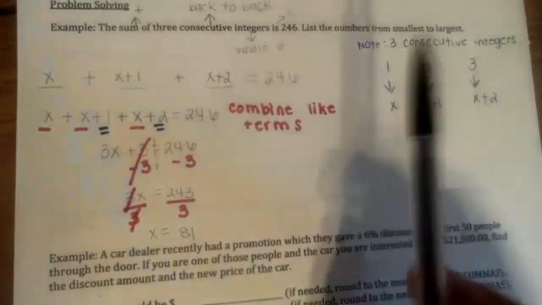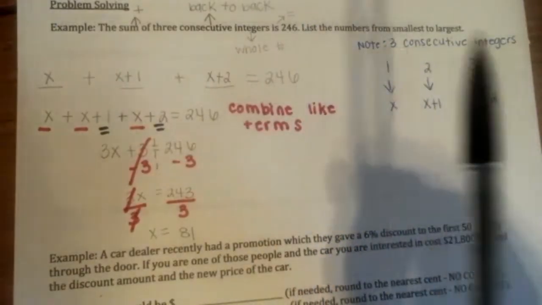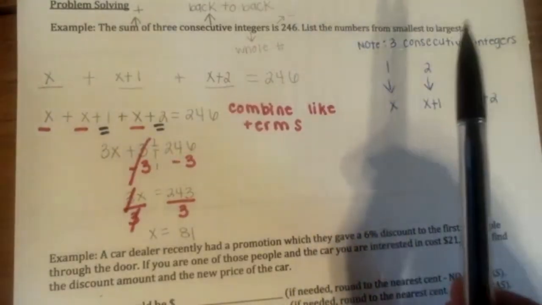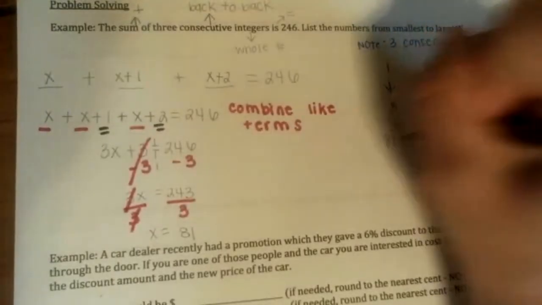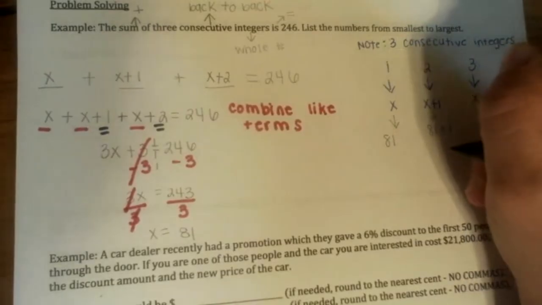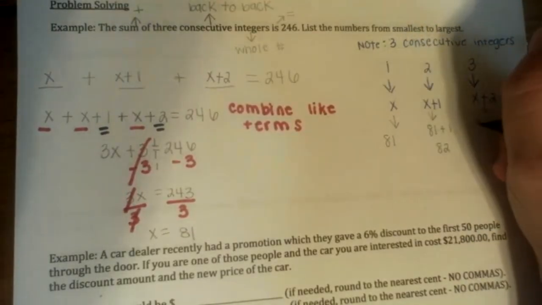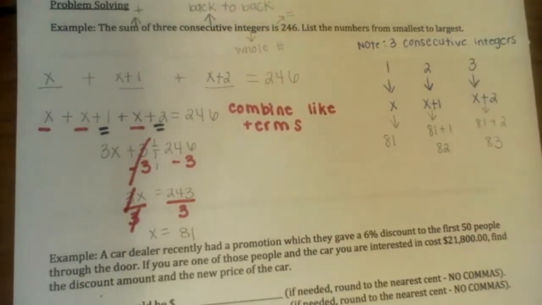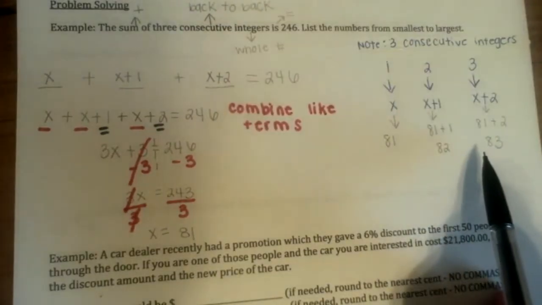All right, so we got x by itself, but remember, the problem doesn't say find x. We just use x to help us come up with our answer. It wants us to find the three numbers from smallest to largest. So if our x over here is 81, then our next number would be 81 plus 1, which would give us 82. Then our next number would be 81 plus 2, which would give us 83.